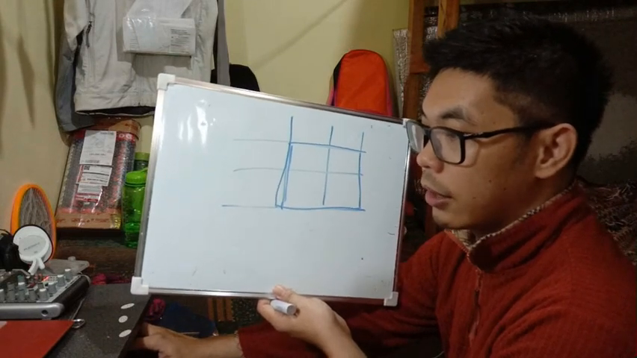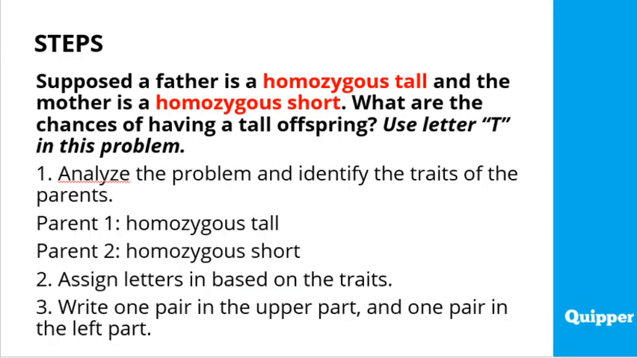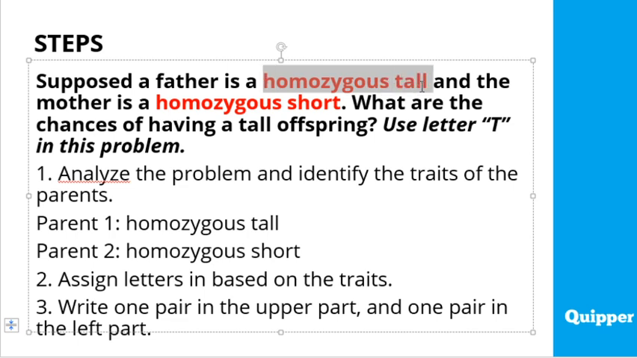Alright. So, anong gagawin natin first? Punta tayo ulit doon sa problem na ito. Punta tayo sa first instruction. Number one, analyze the problem and identify the traits of the parents. So, base po sa sinabi doon sa problem, ito yung problem na nasa taas, the father is a homozygous tall.